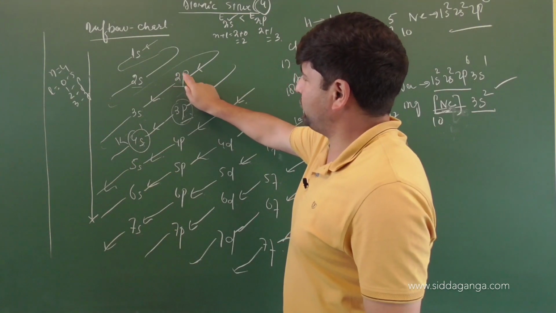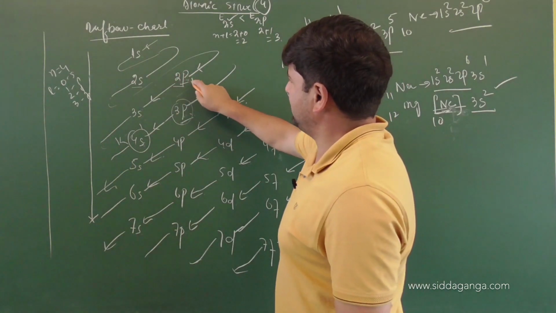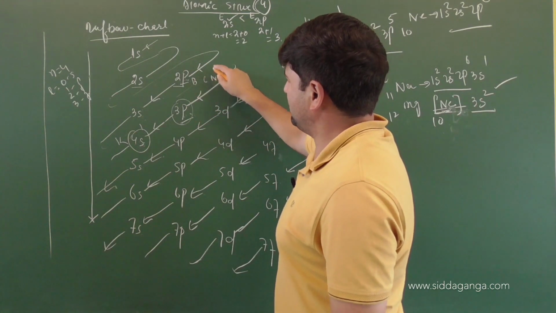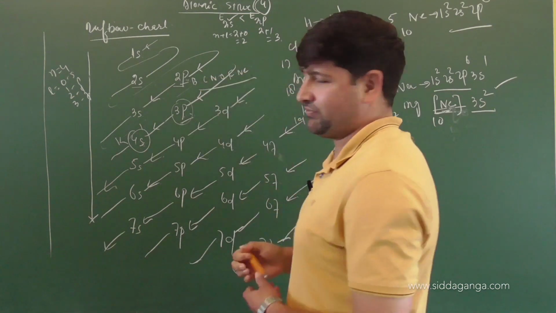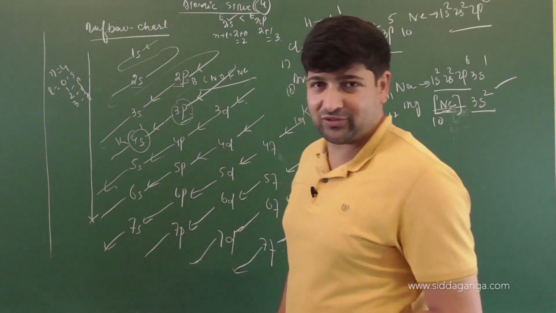P1, P2, P3, P4, P5, P6. So what are the families? You have boron, carbon, nitrogen, oxygen, fluorine, and neon. This is where electrons will be going.